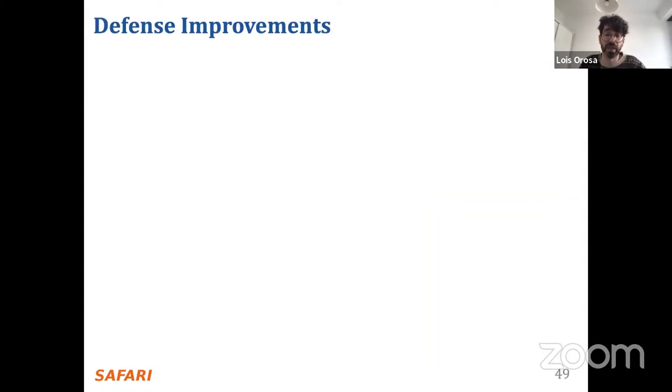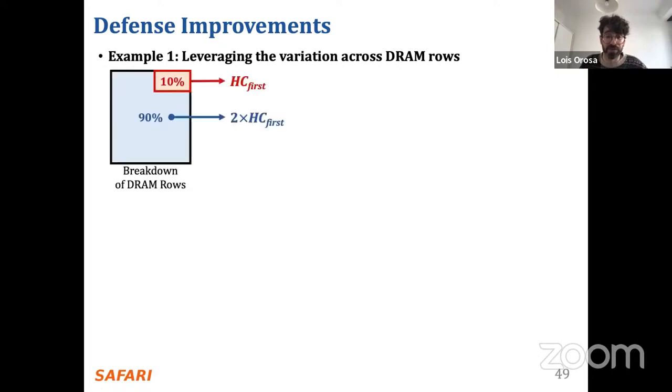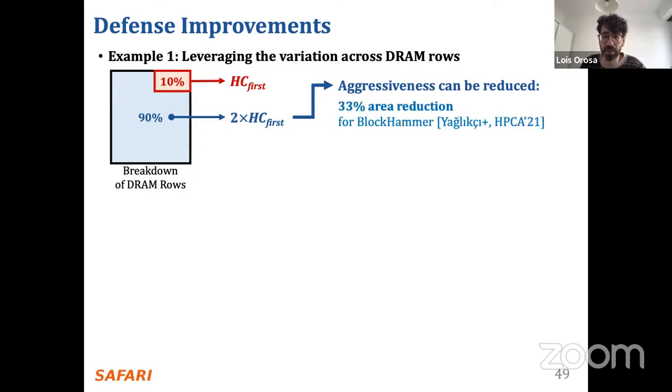I will also explain two improvements for defense mechanisms in this slide, but you can find more in the paper. The first improvement leverages the variation across rows. We observe that 90% of the rows do not experience bit flips until the activation count reaches double the HC_first of the first 10% of the rows. Therefore, we can reduce the aggressiveness of the defense mechanisms for 90% of the rows, which can reduce the area overhead of state-of-the-art defense mechanisms, BlockHammer and Graphene, by 33 and 80% respectively.